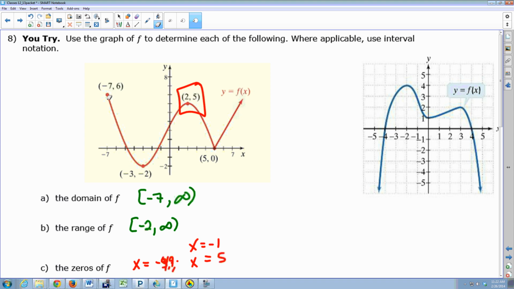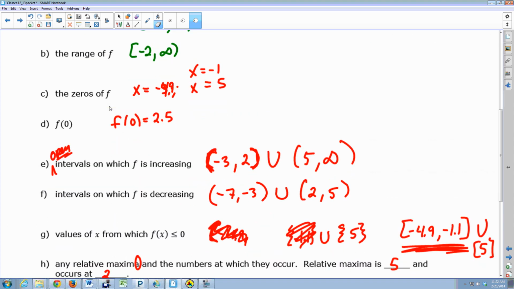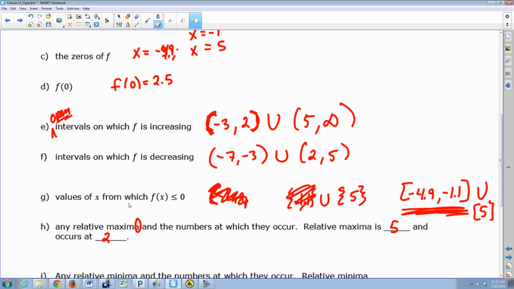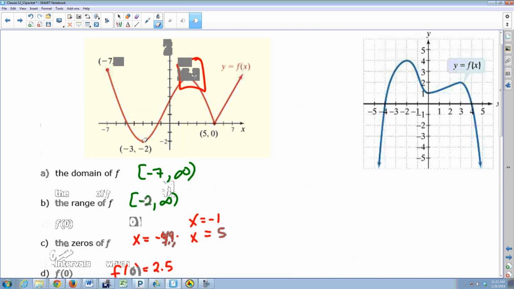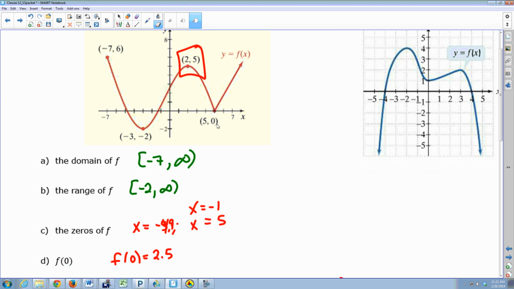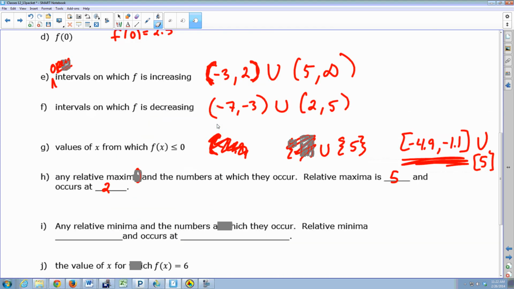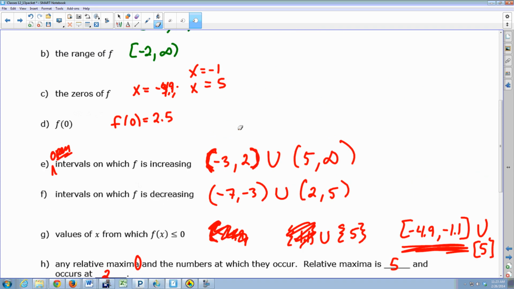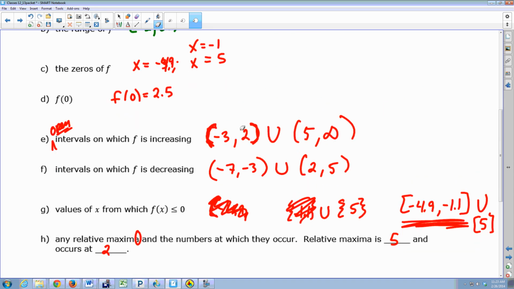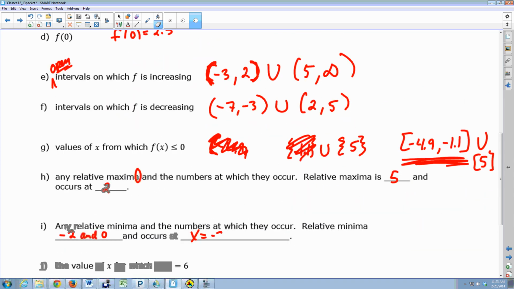Okay, so what about our relative minima? Do we have relative minima here? We've got one that is -2 and one that is 0. We have 2 relative minima. So the relative minima are -2 and 0. And where do they occur? At x equals what? -3 and 5. They occur at x equals -3 and x equals 5.